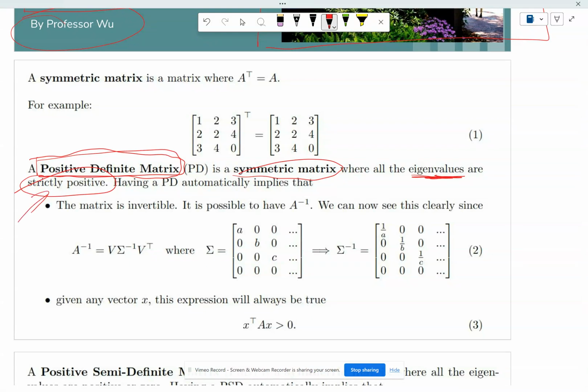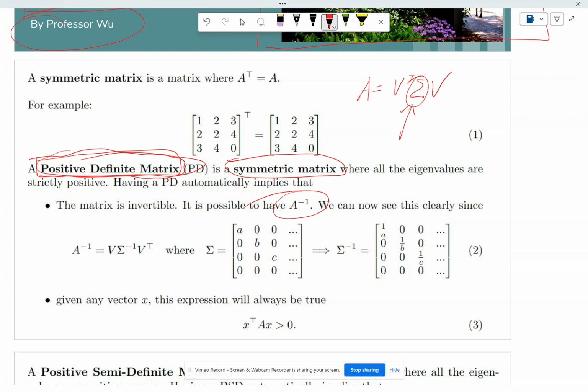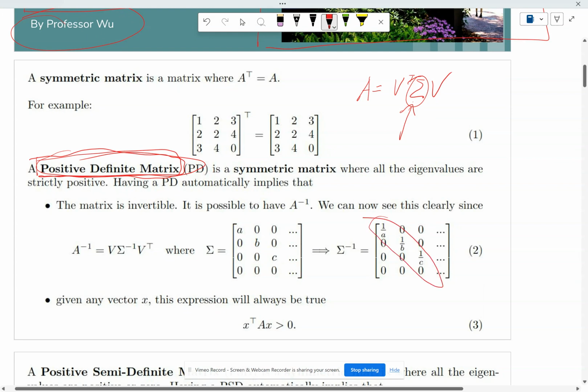Okay, strictly positive. Now, previously, you remember that if it's symmetric, it allows us to do this thing called eigendecomposition, where A could become V transpose sigma V. And now, if all the eigenvalues inside sigma are positive, then that's when it's a positive definite matrix. If all the values are positive, it immediately tells us that it has an inverse. And because of last class, we can see why. You can see that if all these values are positive, the inverse is just 1 over that. We learned this from the last class. And therefore, if it's all positive, then obviously the inverse must exist.